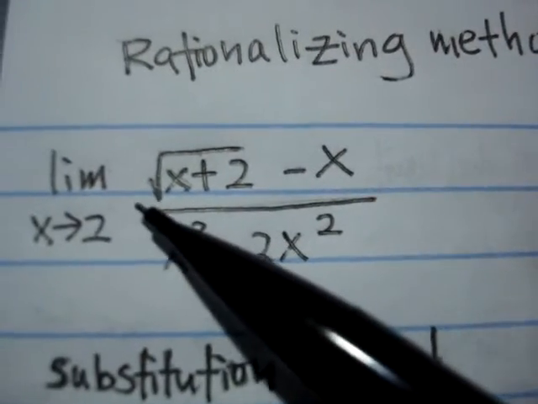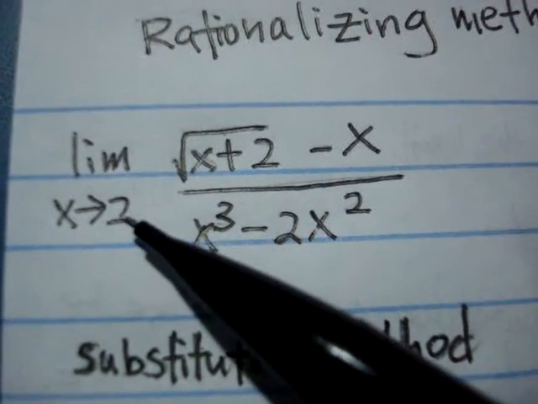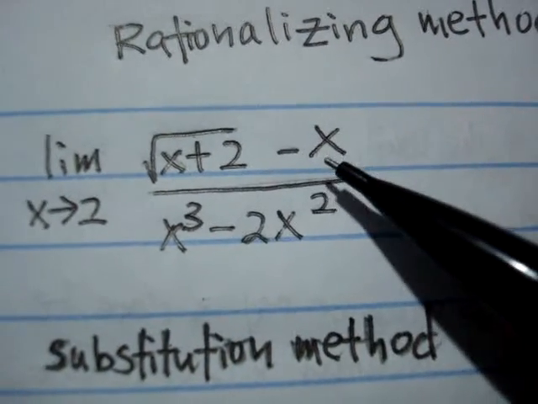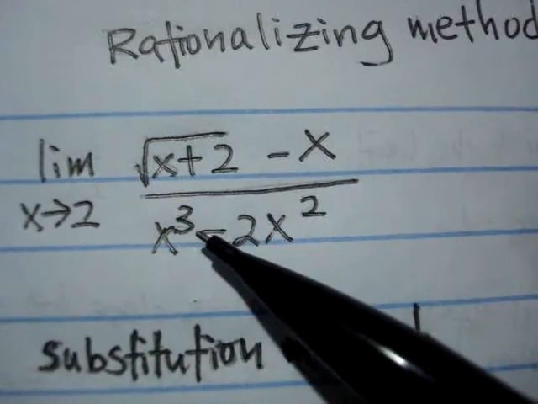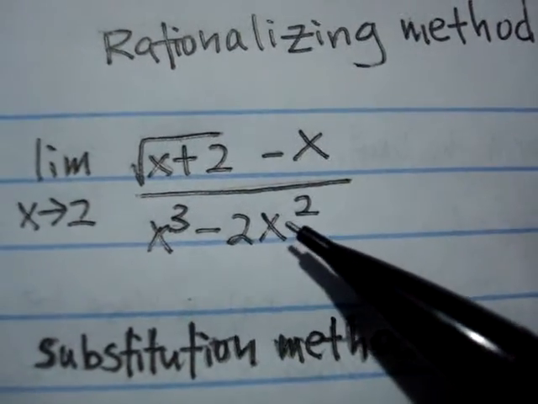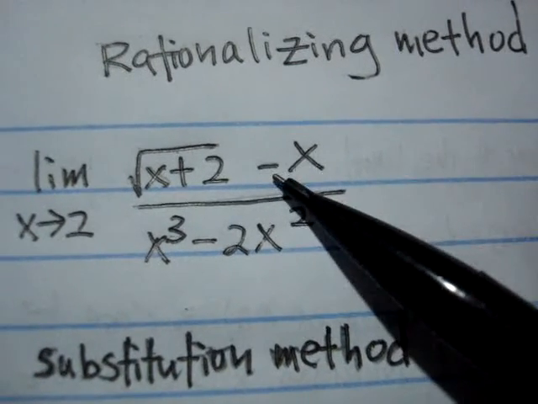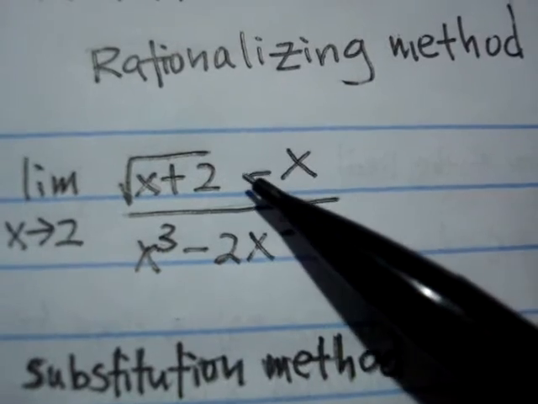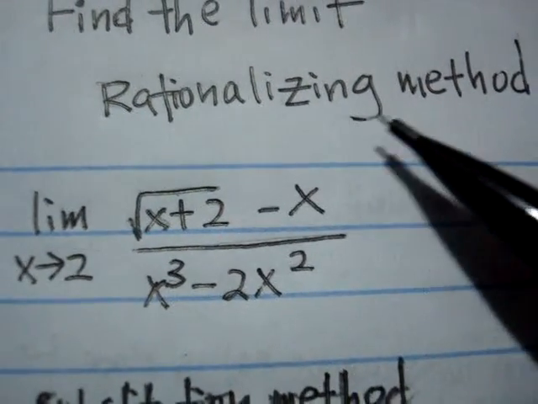Let's say that you are given this limit as x approaches 2 for radical x plus 2 minus x divided by x raised to the third power minus 2x squared. Every time you see a radical minus or plus a constant or a variable, you have to realize that you need to use the rationalizing method.